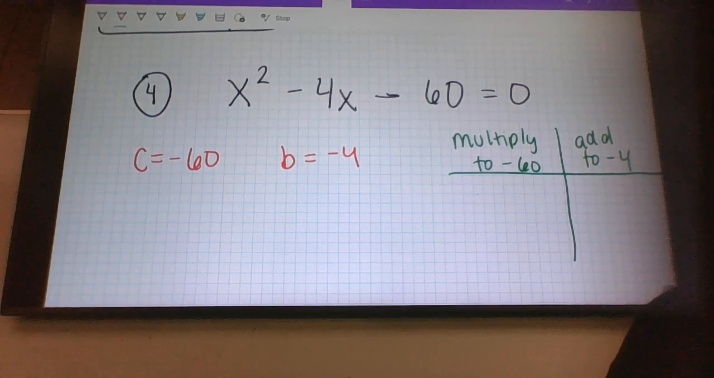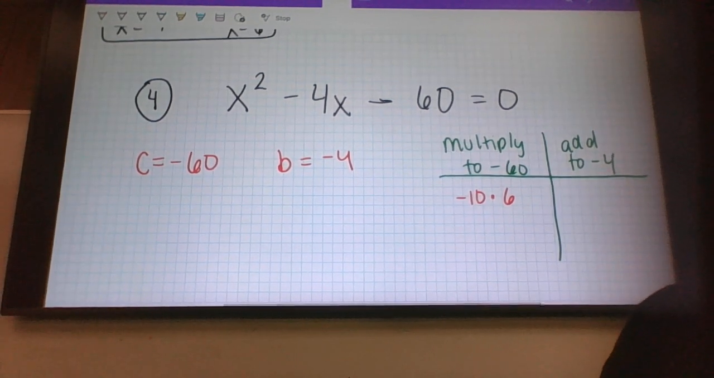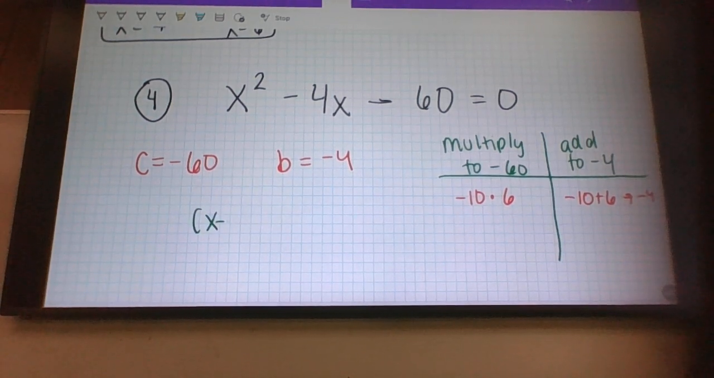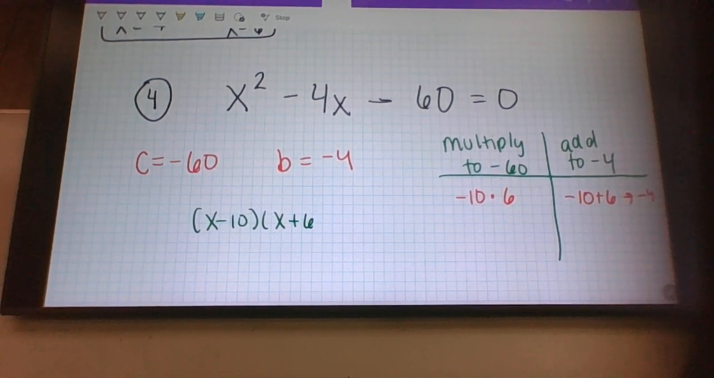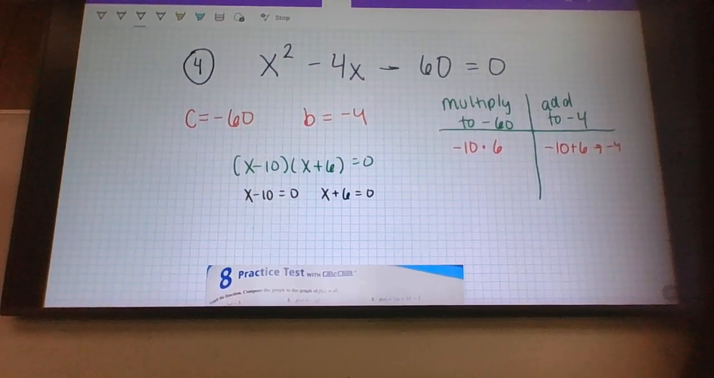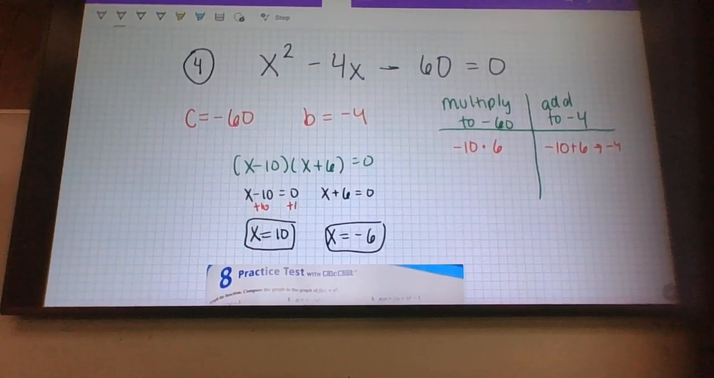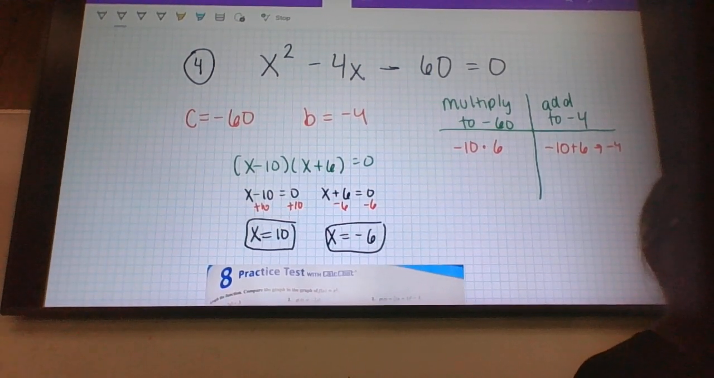So it's negative 10 times 6. Negative 10 plus 6 is negative 4. So you do x minus 10, x plus 6 equals 0. Make them both equal 0. And your x-intercepts or your zeros. Yeah, one sign messes it all up.